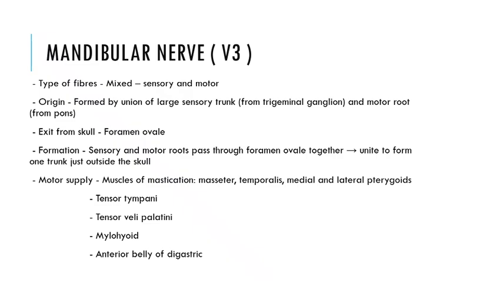And the motor supply are the muscles of mastication: masseter, temporalis, medial and lateral pterygoids, tensor tympani, tensor veli palatini, mylohyoid, and anterior belly of digastric.